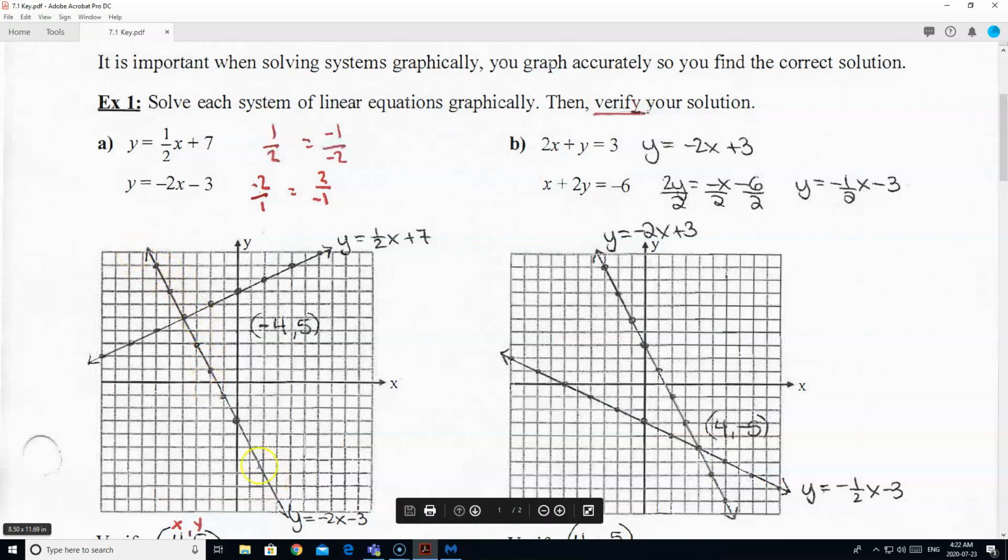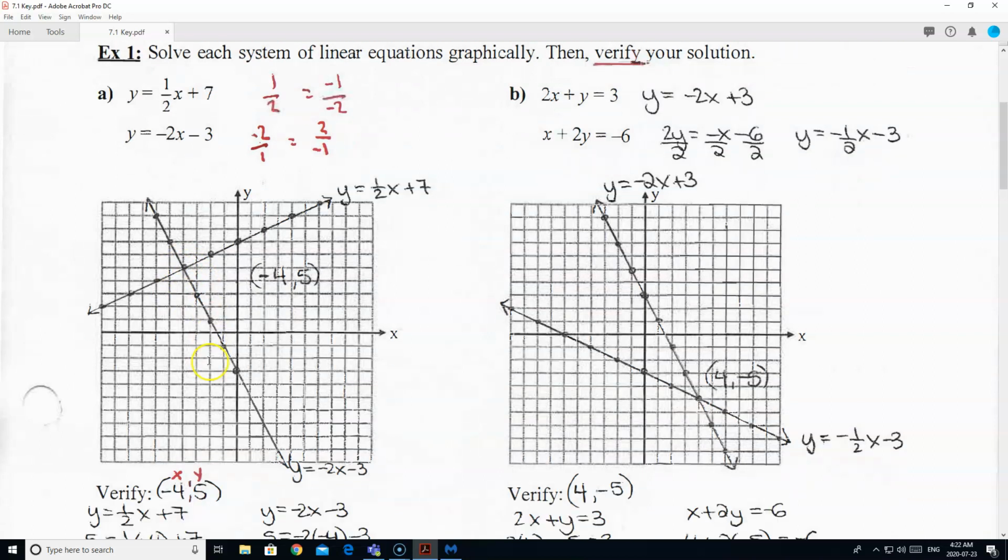You can see graphically that at this point here they intersect, so this is going to be the solution of the system. When you draw graphically, make sure you label your two lines so you don't get confused with the equations, and you label the point where they intersect. Here, the x is -1, 2, 3, 4, not 5, 1, 2, 3, 4, 5. So they intersect at the point (-4, 5).